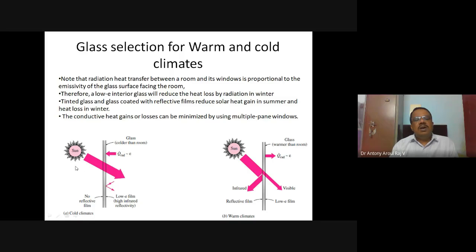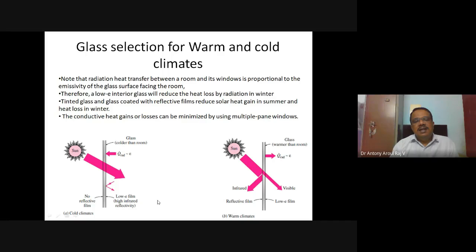So how can you tap the solar energy in a cold climate? Don't put the reflective glass. Instead, you put a low emissivity film on the inner surface. Because of that, a large fraction of the sun's rays is transmitted into the room, and since you have put a low emissivity film on this inner surface, the direct radiation is entering into the room.